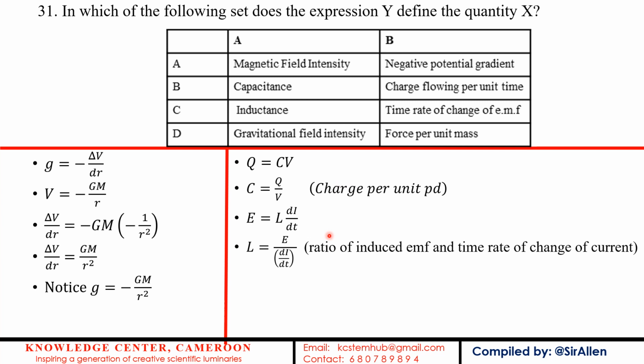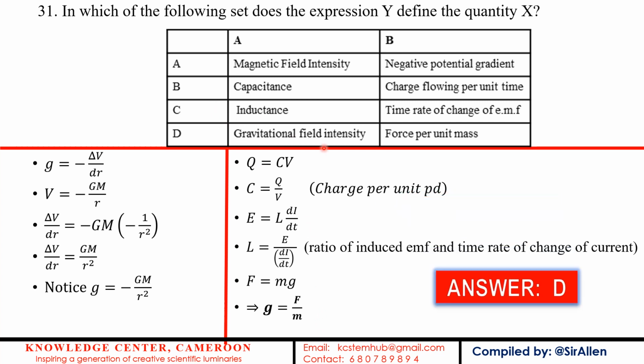So eventually we get to Z, and we have F equals mg. Of course, that's what we have for gravity, for when an object is in a gravitational field. So g, the gravitational field intensity, is of course the force per unit mass. So you notice that our D is the right answer right there.